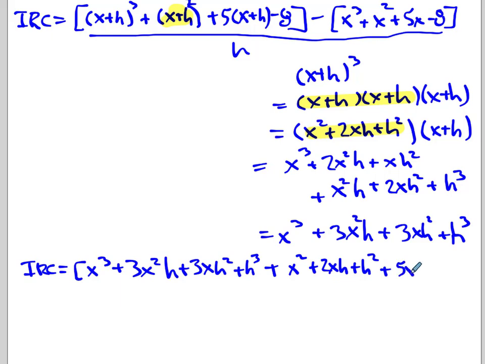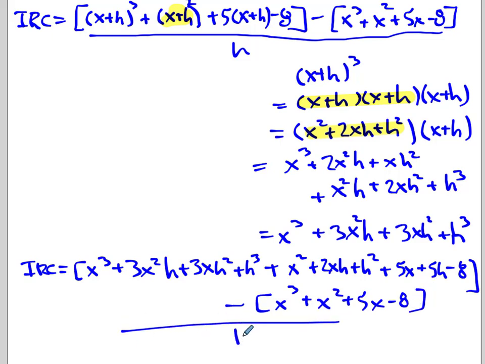Plus 5x plus 5h minus 8. There's the first bracket right here. Okay, now I'm going to go minus. The second bracket is just the function: x cubed plus x squared plus 5x. All of that, and all of that is going to be divided by h.